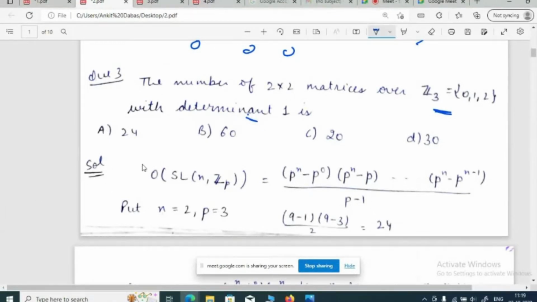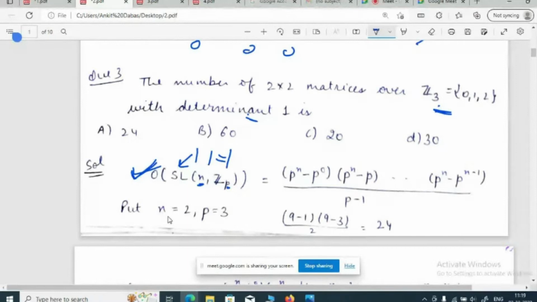This is a standard formula that you can remember. The order of this is SL over Zp. SL means special linear. These are the matrices whose determinant is always equal to 1. Those matrices are called special linear matrices. This is the order of the group. So the formula is p power n minus p power 0 into p power n minus this. This is a very useful formula. You will have to remember this.